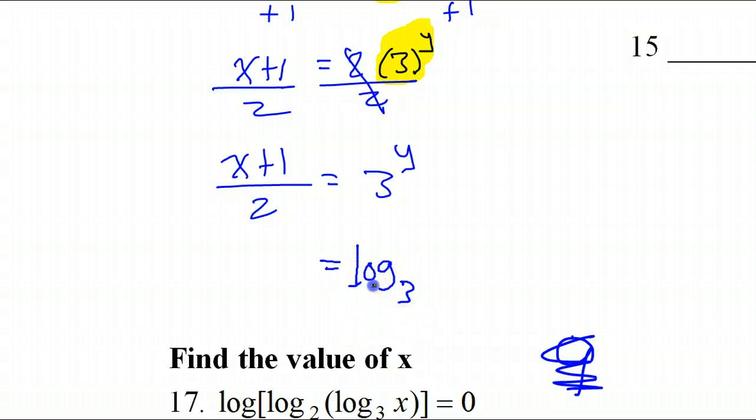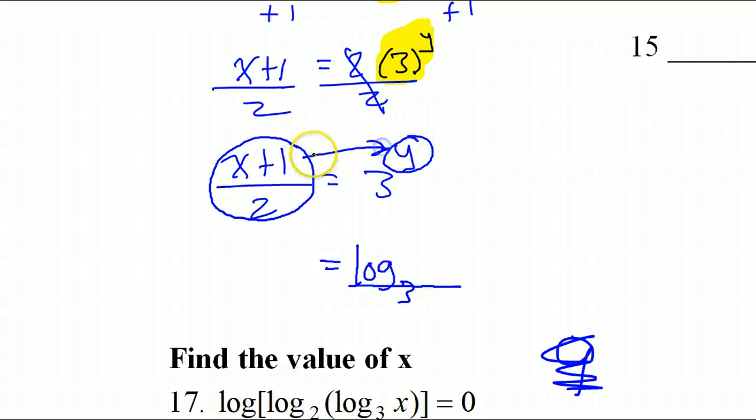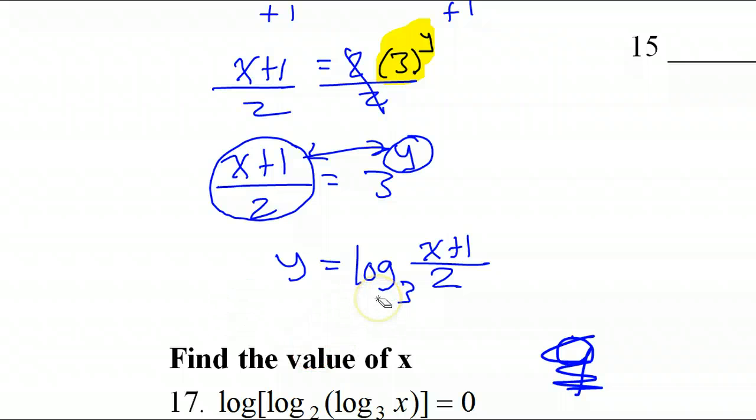Make sure your 3 is low. See how it hangs low? If this is the line of the log, the 3 should be down. So anyway, the x plus 1 over 2 and the y, they're going to switch places. So the y is going to be over here. The x plus 1 over 2 is going to be here on the line with the log. So that's the answer right there.